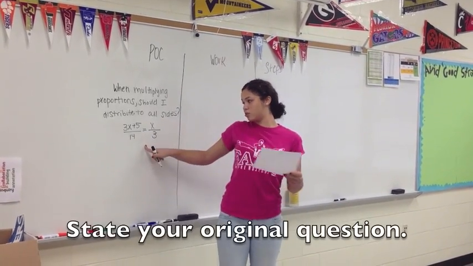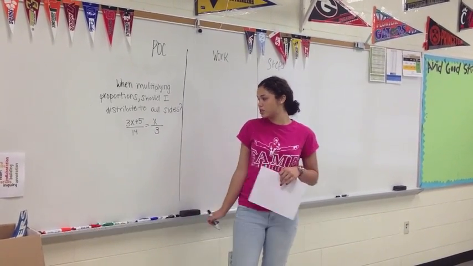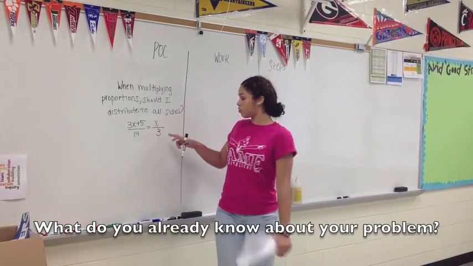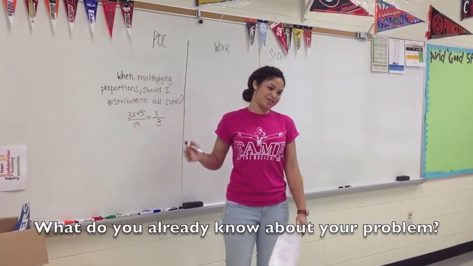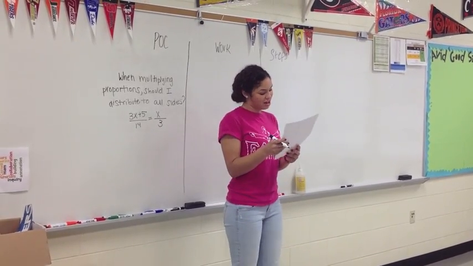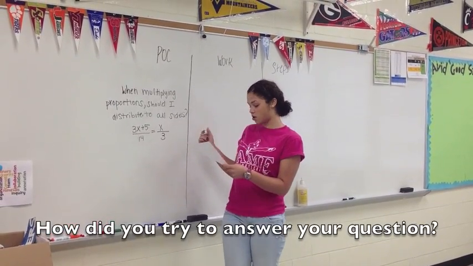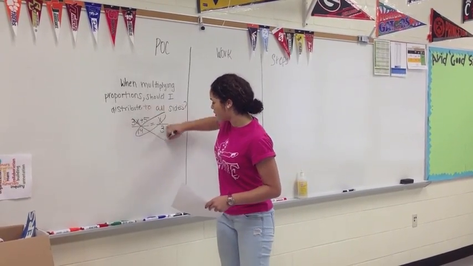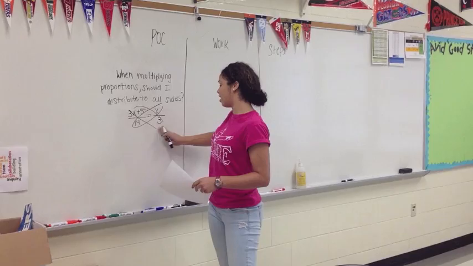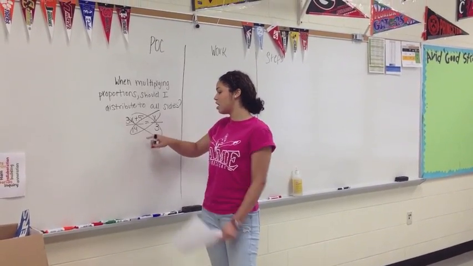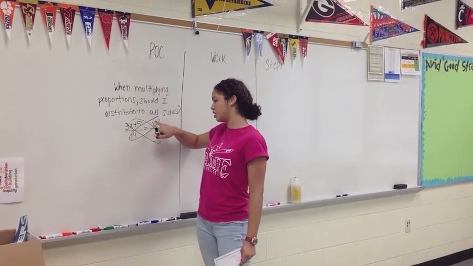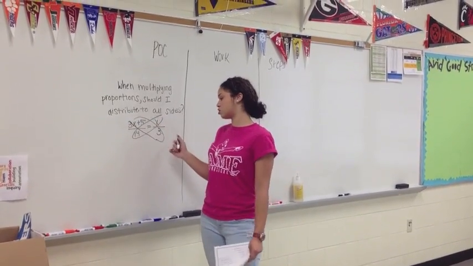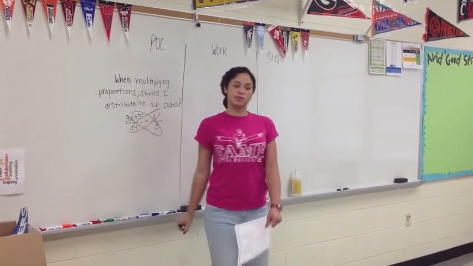My original question was 3x plus 5 over 14 is equal to x over 3. I already know that I need to cross multiply, and I already know that I need to solve for x. Here's how I tried to solve my equation, and now I'm a little concerned on whether I need to distribute 14 to both the 3x, the 5x, and the 3, or just distribute the 3 to the 3x plus 5.